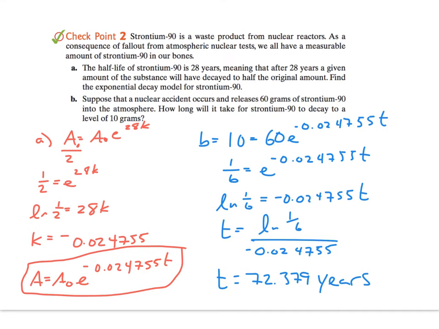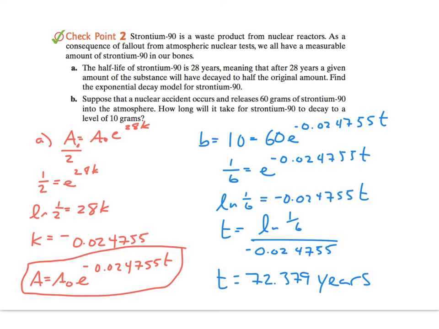Alright, so again, we start with our A naught divided by 2 because that represents half the initial amount. Remember, that's what we're looking at in half-life problems. So that gives me 1/2 is equal to e to the 28k. And then I'm solving for k, so ln of both sides. And we're able to figure out k is equal to negative 0.024755. So our model is right here. A is equal to A naught e to the negative 0.024755 t. And that's for part A.